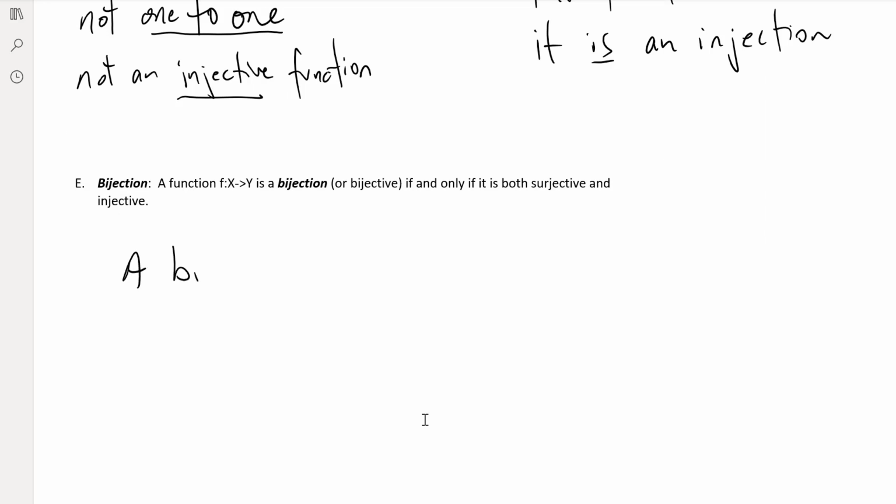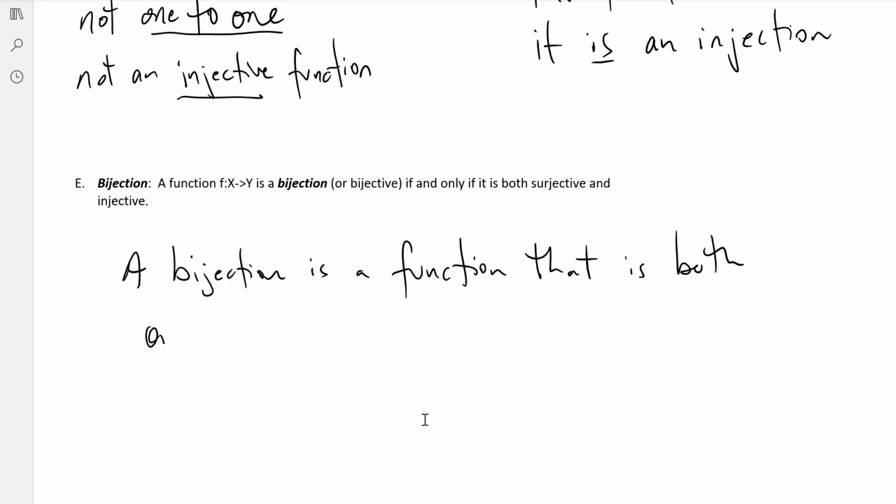You could say a bijection is a function that is both one-to-one and onto. So one-to-one meaning it is injective, onto meaning that it is surjective. And a bijection is a function that has both of those characteristics.